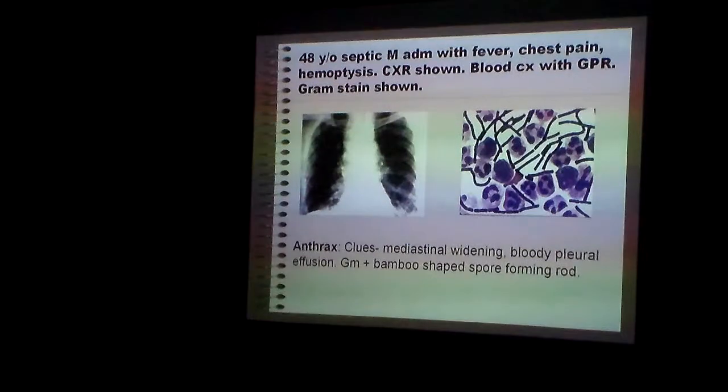Anthrax is fair game in your boards. They'll give you clues of mediastinal widening, bloody pleural effusion, or hemothorax, okay? And if they give you this gram stain, you don't have to think too hard. A gram-positive rod which is long and boxy is anthrax in your boards. And if they give hemoptysis, bloody pleural effusion, or anything else, then that's what you're looking at. And if you have inhalational anthrax, what does that mean?